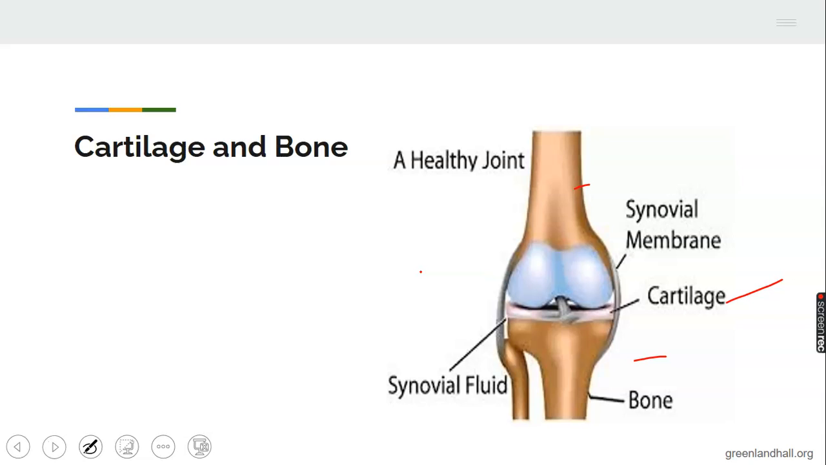Now, cartilage is another component of the skeletal system. You can see it is a white connective tissue in between the bones. It prevents the bones from touching one another. So we say the cartilage acts as a shock absorber, preventing bones from rubbing against one another.